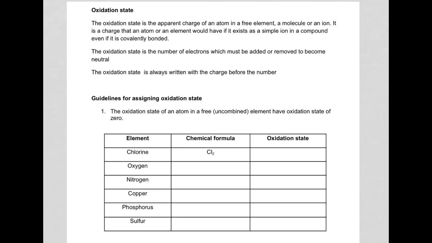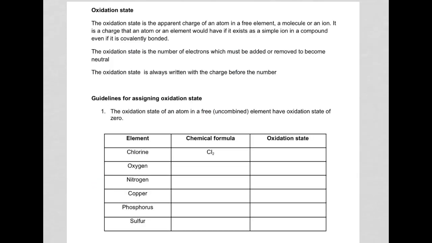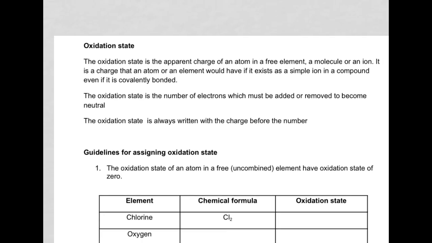So we're going to look at the oxidation state. This is a way to know whether oxidation or reduction has happened, a fourth definition of oxidation and reduction. Oxidation is increase in oxidation state and reduction is decrease in oxidation state. But let's look at how we find oxidation state. Now, what is oxidation state?